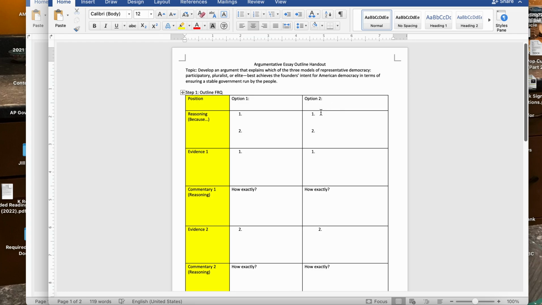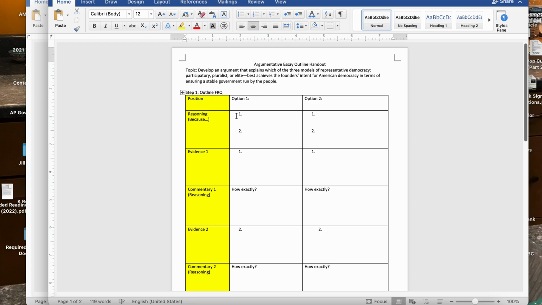What 2 things does an elite form of democracy do that would best achieve the founders' intent for American democracy? So this is all one sentence. So it is my belief that this does this because point 1 and point 2. Now, as far as evidence goes, this one will be a little tricky. I want to just kind of introduce it and try this out.